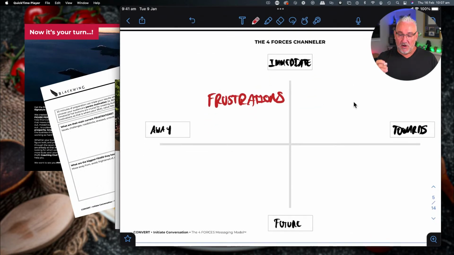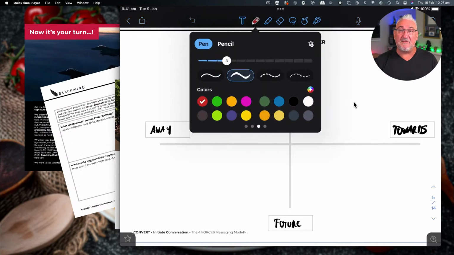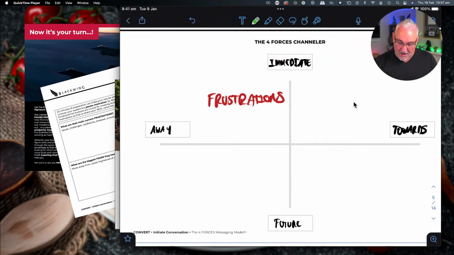And then on the other side of it, they've also got their wants up here at the top end, right? So people are in the now, in the immediate. It's either a frustration or a want, something that they want right now. So they either want to move away from a frustration or a pain point, or they want something right now. So it's either a frustration, away from, or a want, towards.